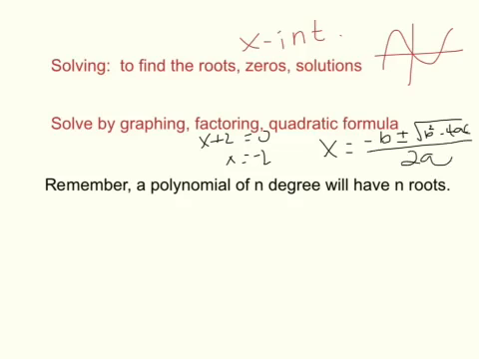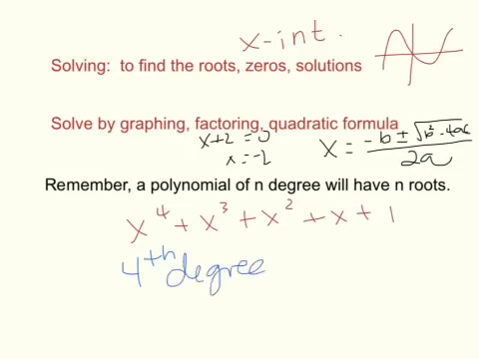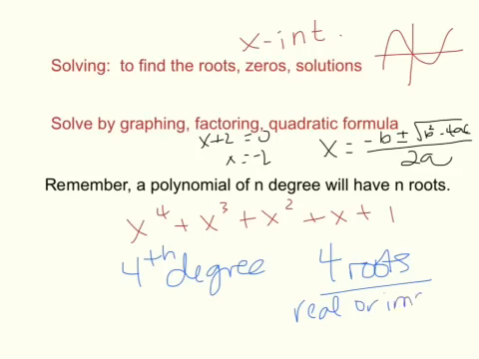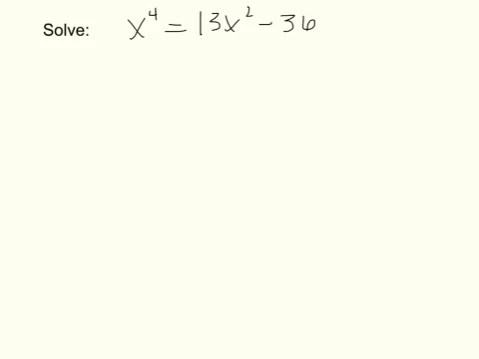Now, another thing to remember is that a polynomial of a certain degree will have that same number of roots. So if we have a polynomial like this, a simple example, the degree is the highest exponent, so this is a 4th degree polynomial. That means it should have 4 roots. Now they can be real roots or they could be imaginary, but the total would be 4 roots. So let's practice solving this polynomial.